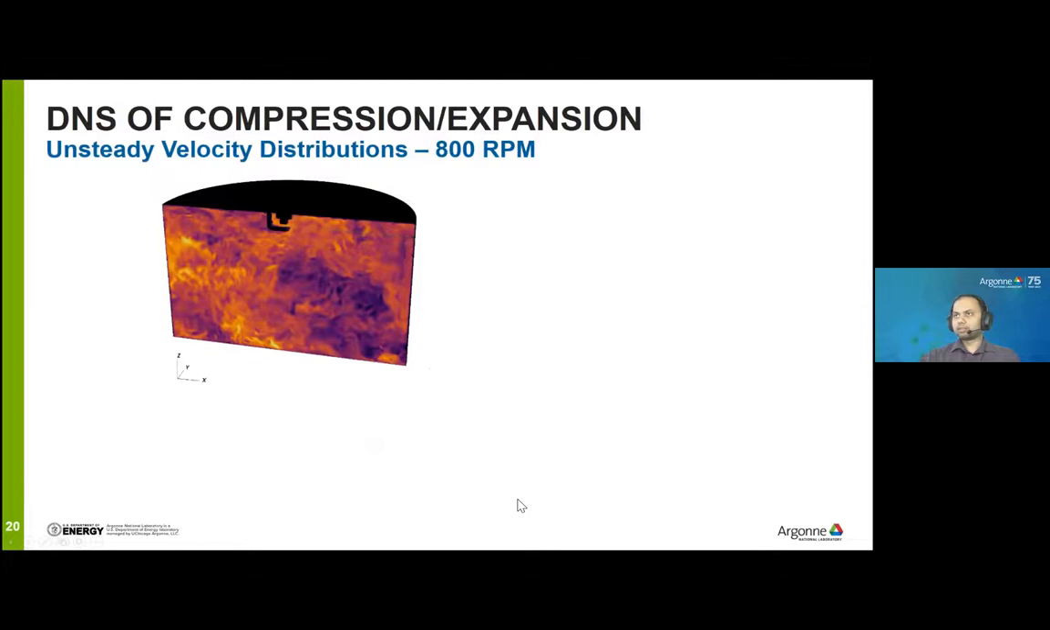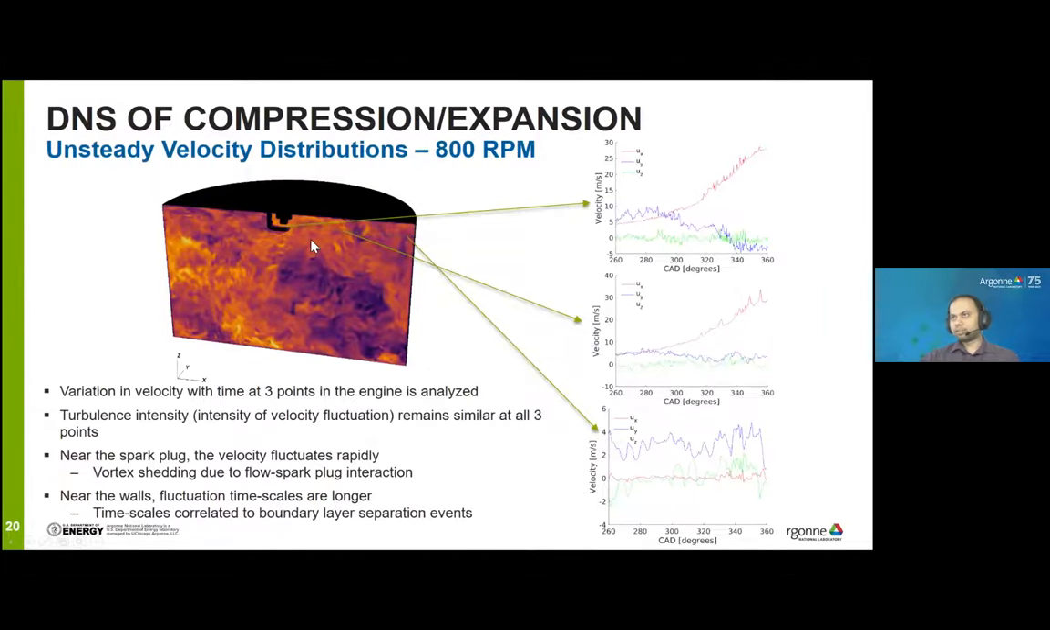I'll skip over this. So again, from these simulations, we were able to look at variations in velocity at 3 points in the engine cycle. So overall, this is looking at a point near the spark plug, somewhere in the middle, and somewhere near the wall. What we see is that near the spark plug, you have much larger frequency of oscillations. This frequency also corresponded to the vortex shedding frequency that we observed due to this intake jet spark plug interaction. And near the walls, the fluctuation time scales are much longer. And these corresponded to typical boundary layer separation frequencies.